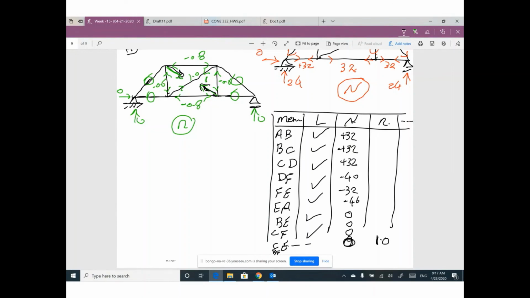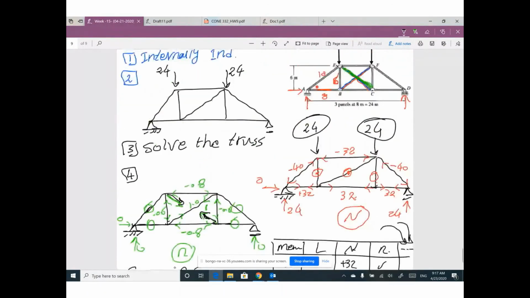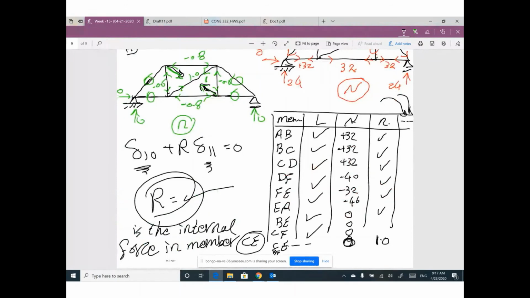Don't forget this. And put the value of small n for each member and go ahead and apply delta 1 node plus r delta 1,1 equals 0. Add here 2 more columns to figure out the value of delta 1 node and delta 1,1, and get the value of r. This value of r is the internal force in the member that you removed, in member CE. Once you get the value of internal force in the extra unknown, I can resolve the truss for the third time to get the final answer.